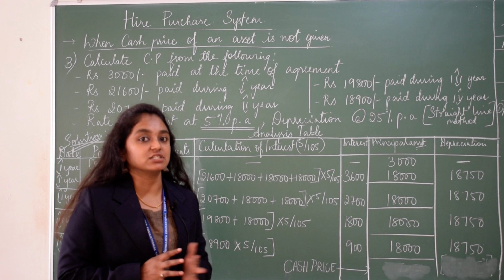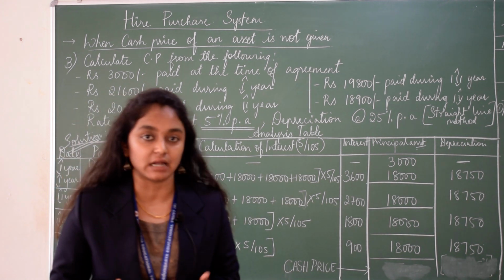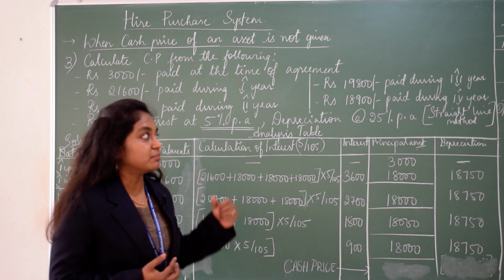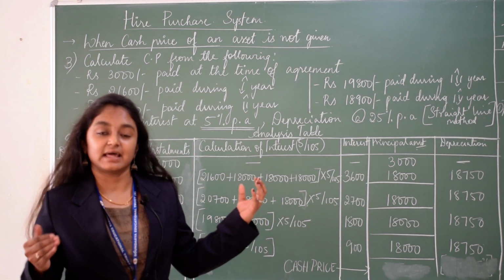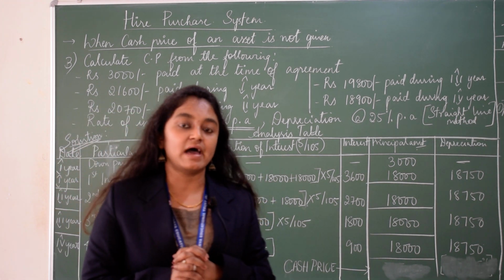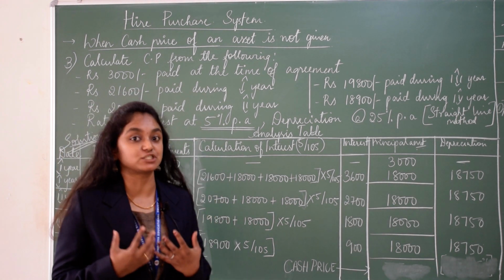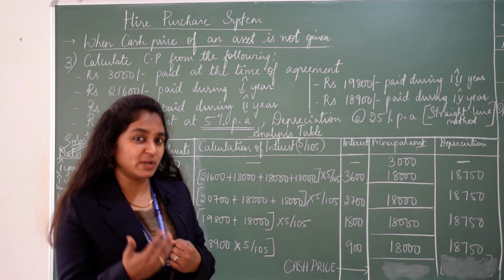In the previous sessions we have already seen when the rate of interest is not given what can be done, how the calculation of rate of interest amount has to be done. But in today's session they have already given us installment amounts, they have given us rate of interest also, but the most important thing is the cash price of an asset or cash price of a machinery that a hire vendor will be selling off.